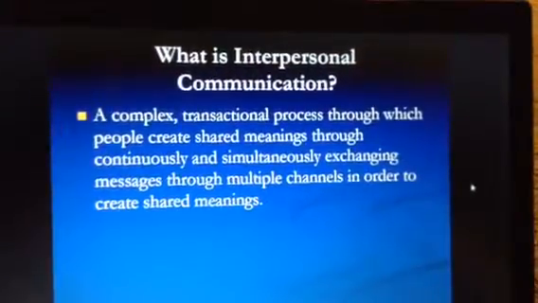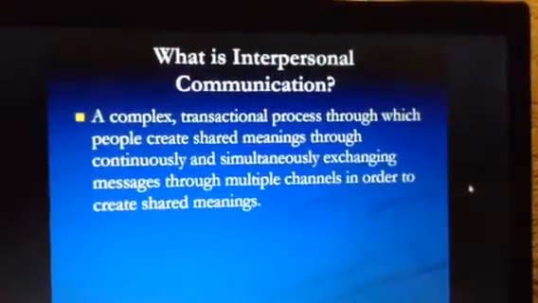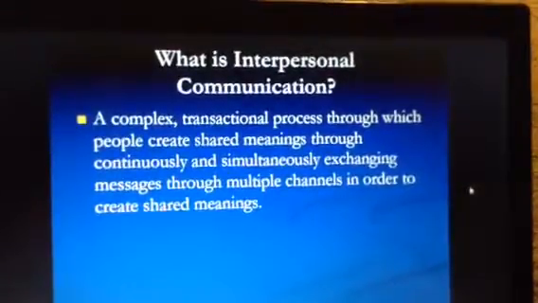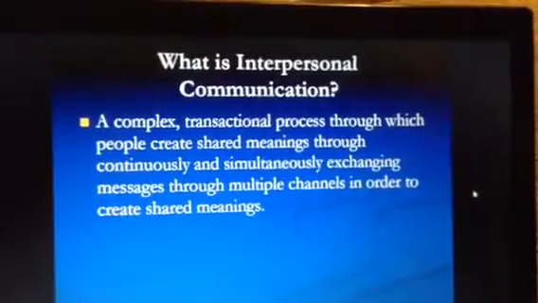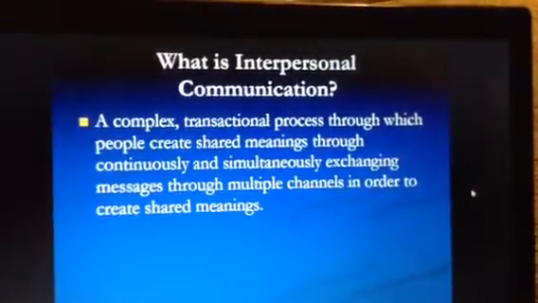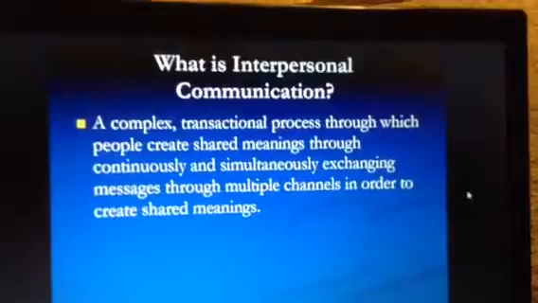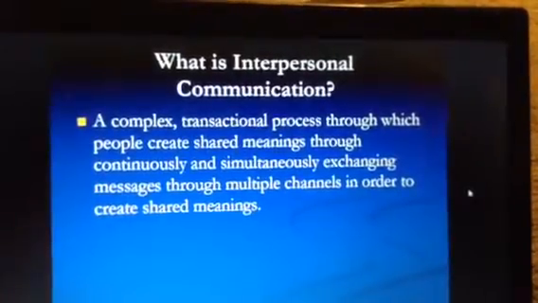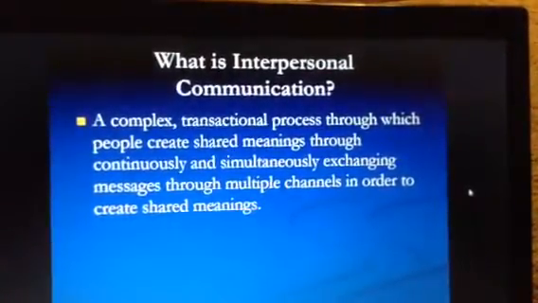What is interpersonal communication? The book definition was a complex transactional process through which people create shared meanings through continuously and simultaneously exchanging messages through multiple channels in order to create shared meanings.